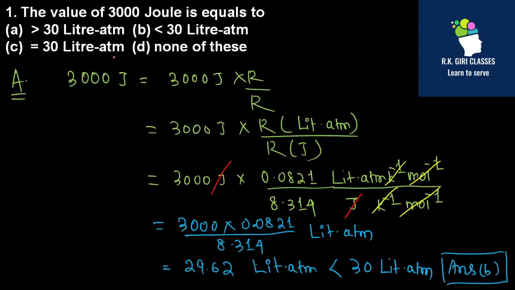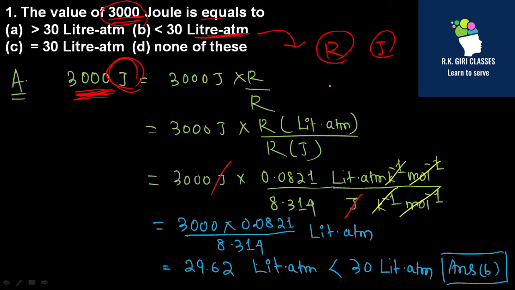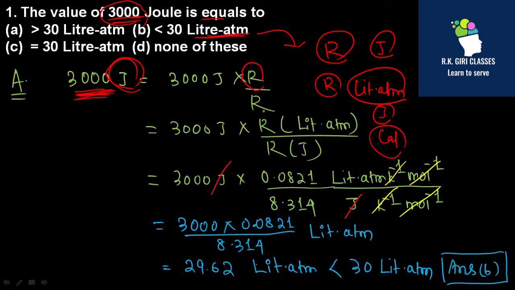Okay, next coming to the point, now it's time for the numerical. 3000 joule equals to, that means you will convert this joule into liter atm. This is very simple, because liter atm refers to your R unit. You know that R can be converted into liter atm, R can be converted into joule, R can be converted into calorie. So accordingly you multiply with R, you divide with R, because ultimately you will cancel it, then ultimately your result will be 3000 joule.